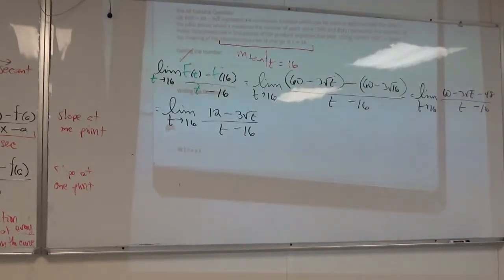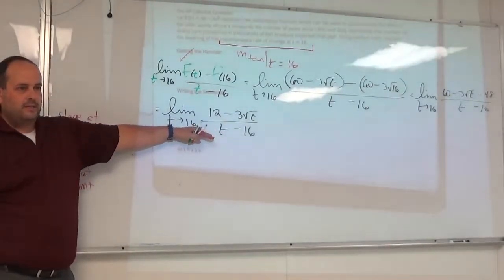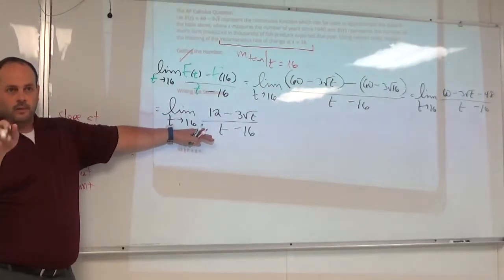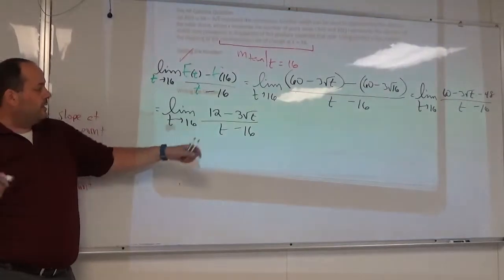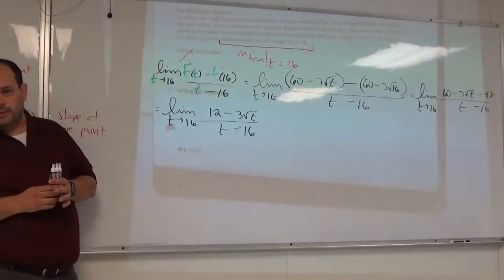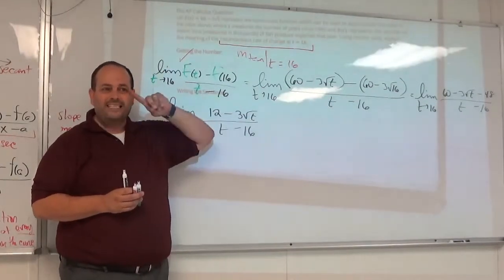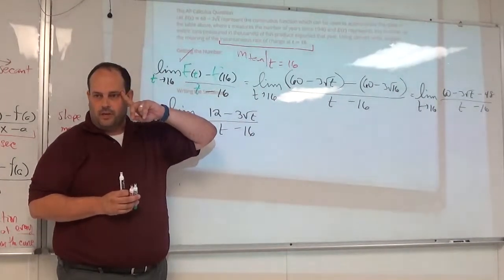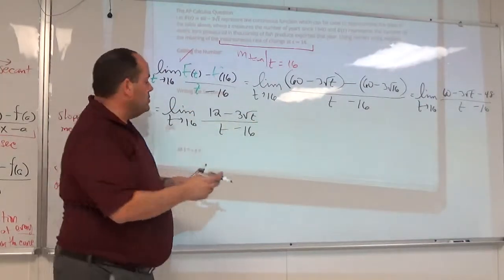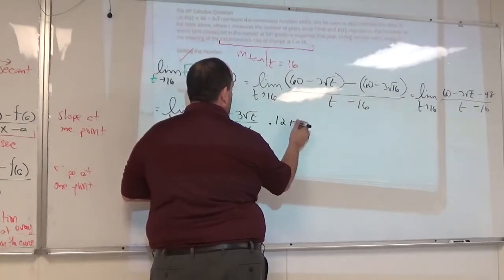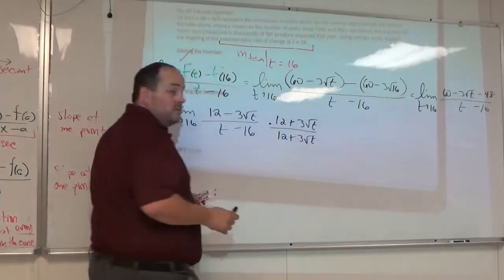How many of you are pretty convinced you know exactly how to evaluate this limit? Kaylin's feeling pretty good about it. Kaylin, what are we going to do? How are we going to evaluate this limit? So I heard you say multiply by the conjugate. What is it that you're seeing that's telling you that? It's that square root, right? The square root is the sign. And so you might say, let me multiply by 12 plus 3 square roots of t, and 12 plus 3 square roots of t.